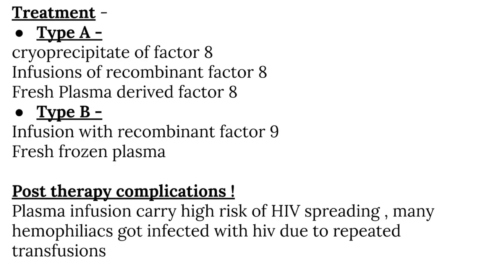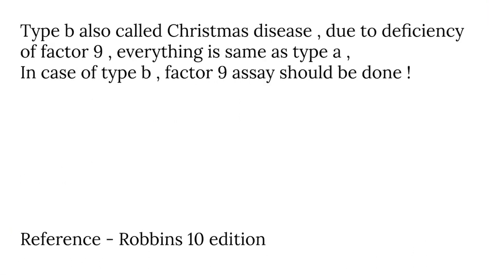Treatment: type A is the deficiency or mutation of factor 8. Type B is the deficiency or mutation of factor 9. For type A: cryoprecipitate of factor 8, infusions of recombinant factor 8, fresh plasma-derived factor 8. For type B: fresh frozen plasma of factor 9, infusions of factor 9. Post-therapy complications: plasma infusions have a high risk of HIV. This was seen previously, where hemophiliacs got infected with HIV due to repeated plasma infusions. Type B is also called Christmas disease. It is caused by the deficiency of factor 9.